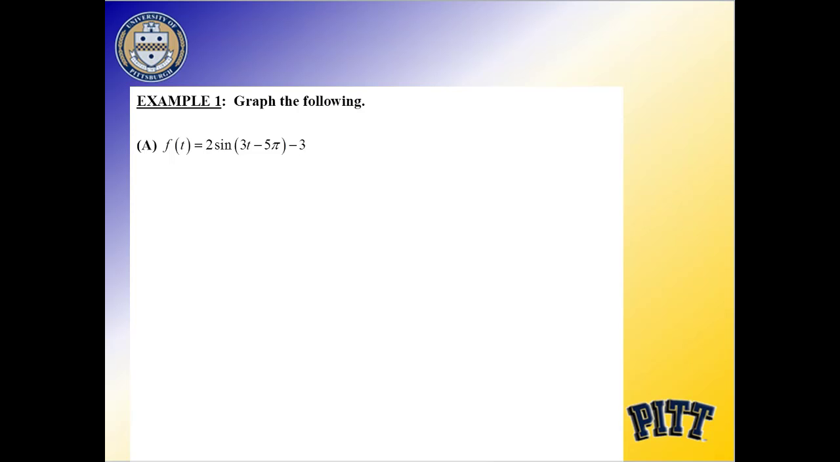So say I was asked to graph this. F of t equals 2 times the sine of 3t minus 5 pi minus 3. So I know I'm starting with a sine function, so it's going to mimic a sine function. It's going to start on the baseline, move up to a highest point, return to the baseline, move down to its lowest point, and return to the baseline again. That's what a sine function typically does.